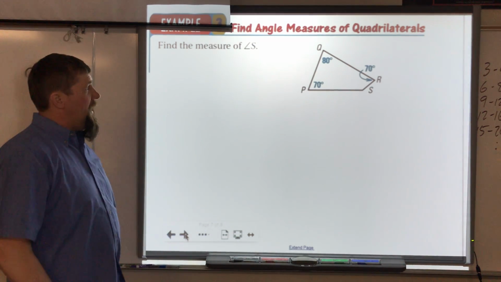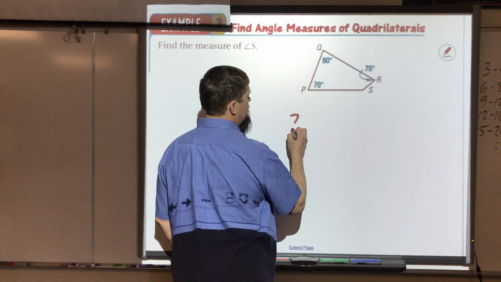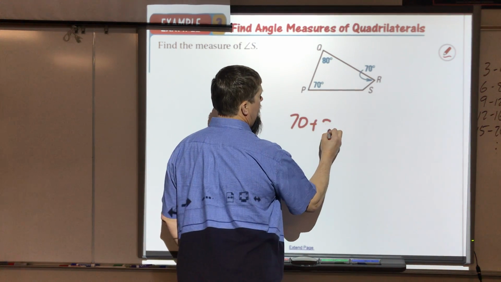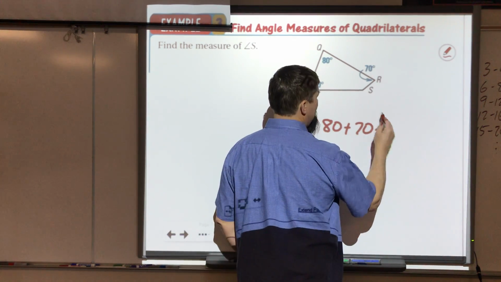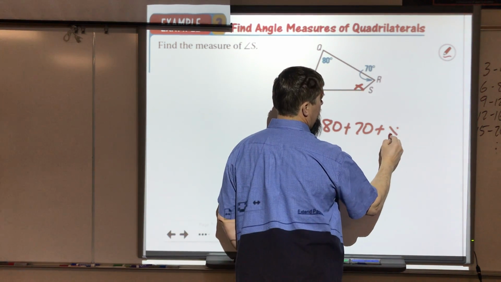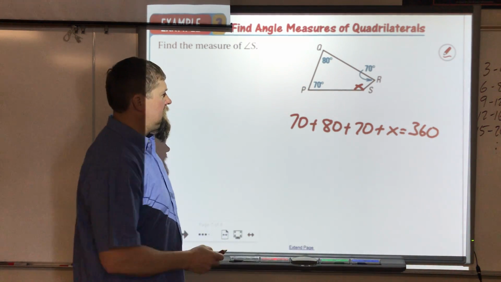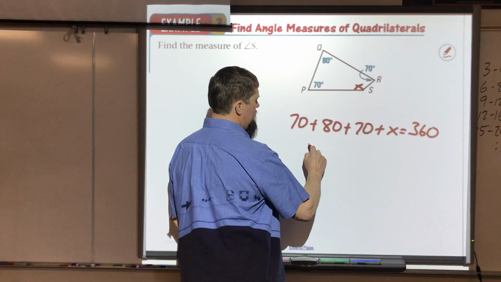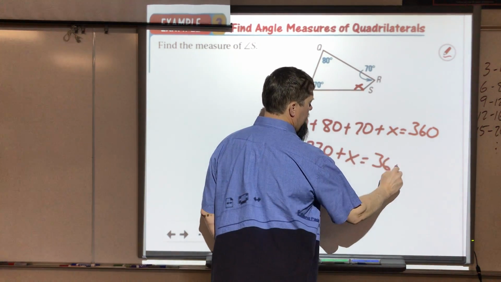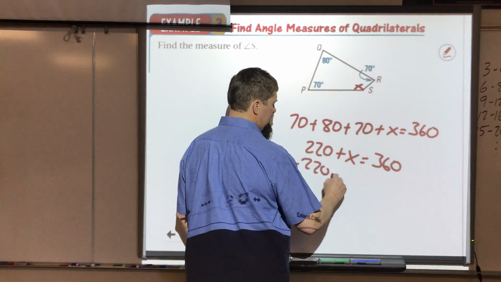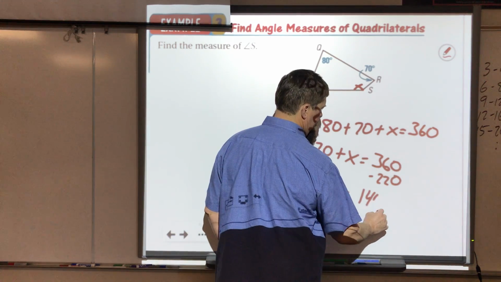Find the measure of angle S. Okay, so we know that one of the angles is 70. We know another angle's 80, another angle's 70, but then we don't know what S is. Let's call that X just for fun. So together all 360. Well, if I add these together, this is 220 plus X equals 360. Subtract 220, so X is equal to 140.